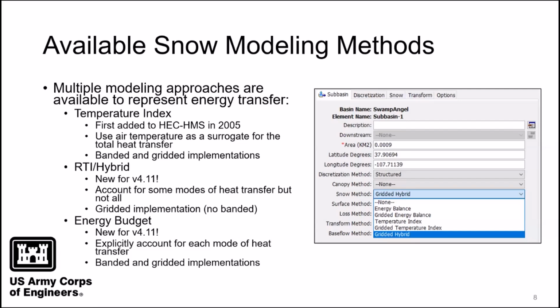And then finally, the energy budget is another new method. It explicitly accounts for all the energy inputs to the snowpack, and it also requires most meteorologic inputs. And that one has both banded and gridded implementation. Next one, please.